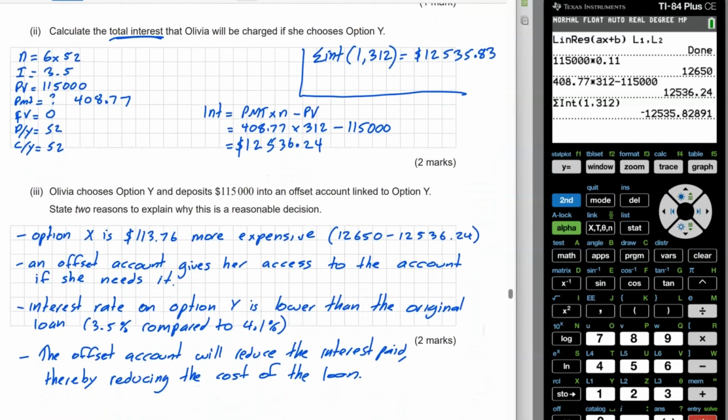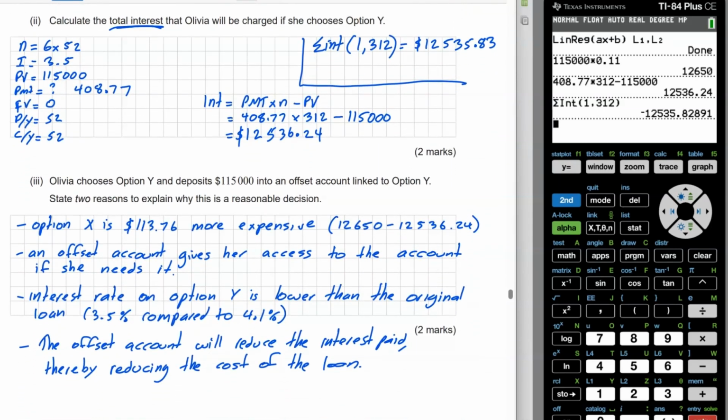I have pre-filled this one again for us. It says, just going back to the question, state 2 reasons to explain why option Y chooses to deposit the money into an offset account linked to the option.